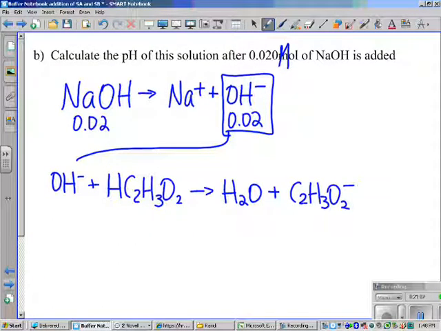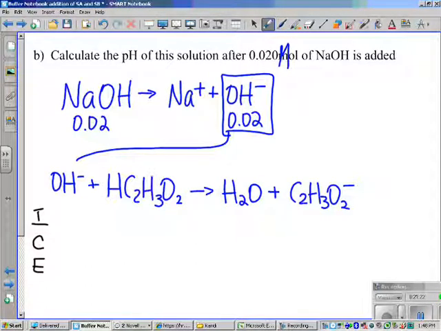Now here's where the new math comes in. What I'm about to show you is going to look a lot like an equilibrium table, but it's not. Okay, it's called an ICE chart, some people call them. So an ICE chart looks like this. ICE stands for initial, change, and equilibrium.